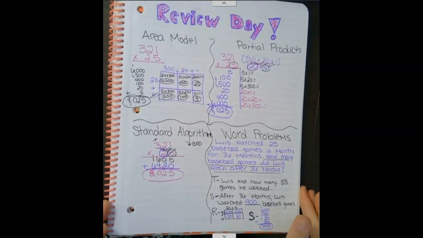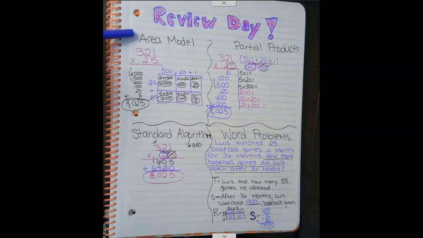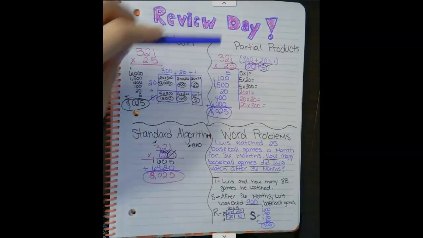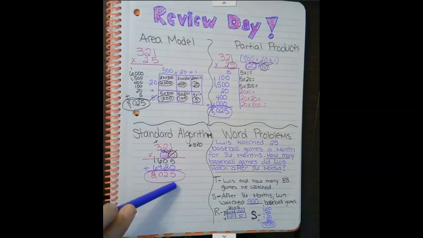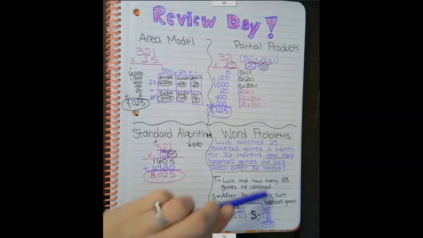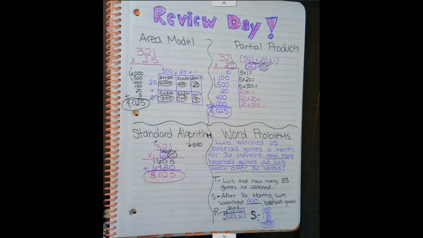All right, guys. So there you have it. We've got our area model, our partial products, standard algorithm for those of you who are ready and already starting to do this. And then we have a very quick word problem, okay?